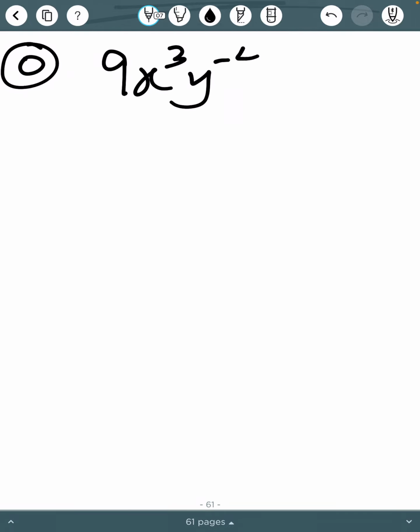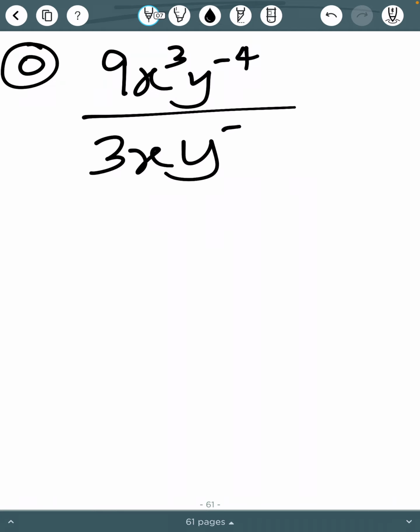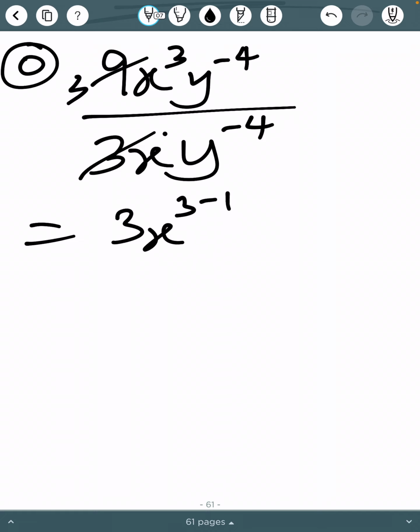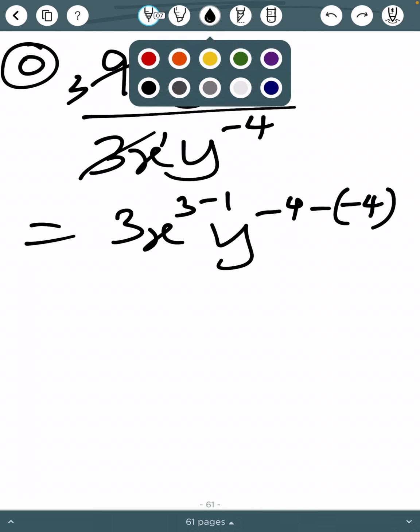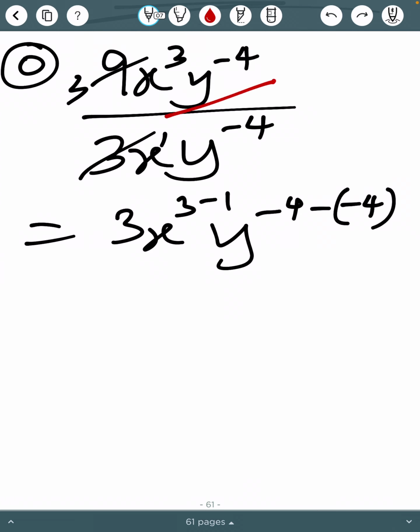Is that clear? Let's go to question O. In question O, I have 9x raised to power 3 y raised to power minus 4 divided by 3x y raised to power minus 4. So 3 here 1, 3 here 3. That gives me 3x raised to power 3 minus 1, because there's 1 in x. And I'm using y raised to power minus 4 here.